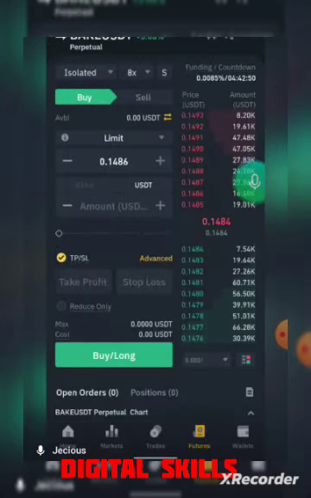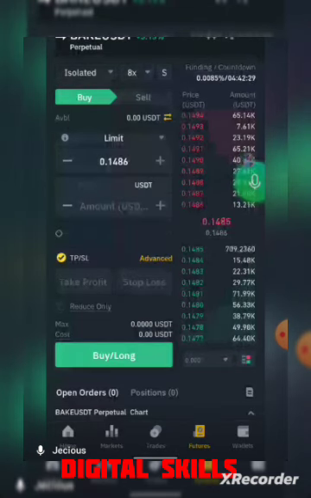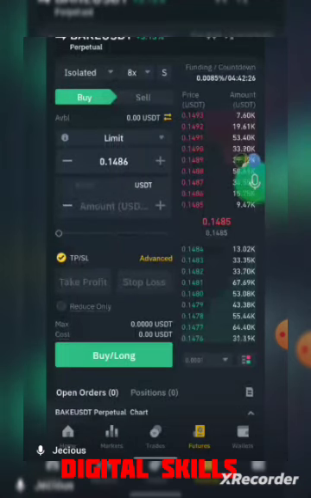Even if you still send more money to your futures account, automatically it is going to trade with all of that capital. That is cross. And that is why you should always use isolated.